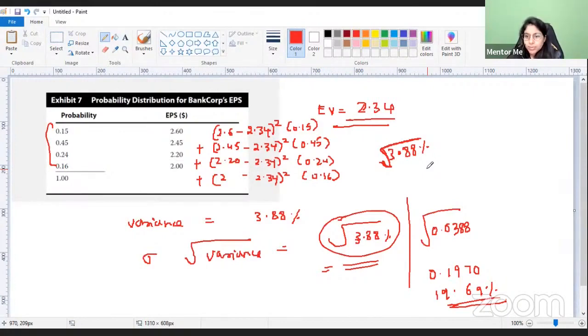ठीक है, from exam perspective, first convert it into decimals, then calculate the under root and then multiply it finally by 100 in order to get the percentage return. ठीक है.